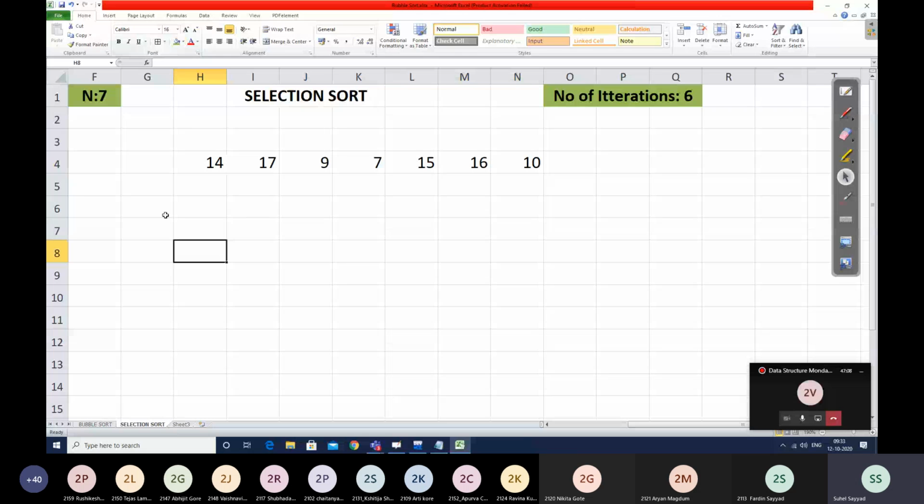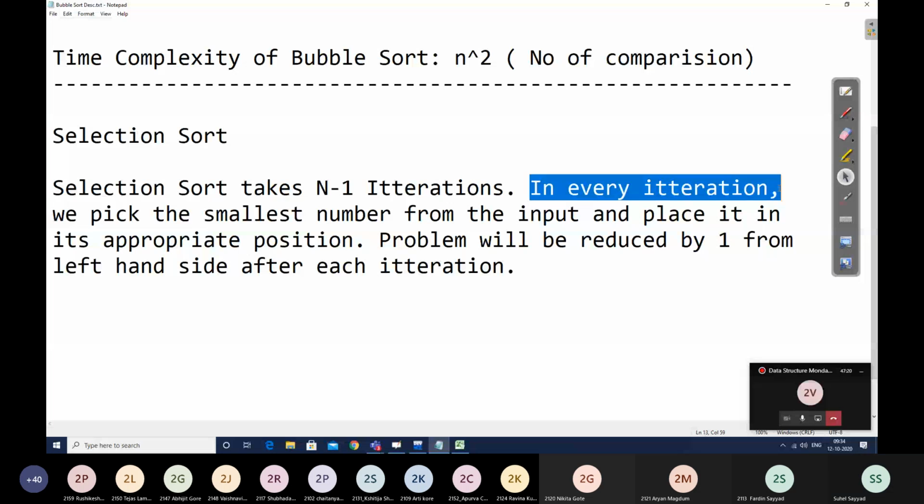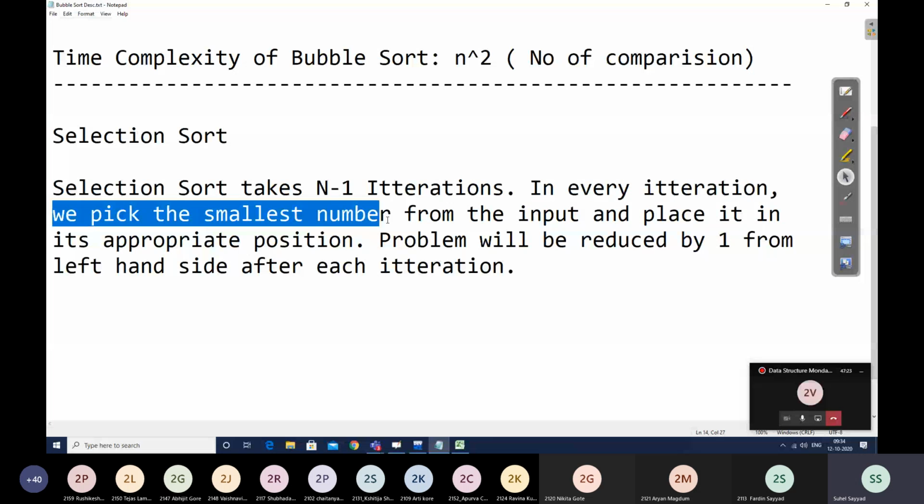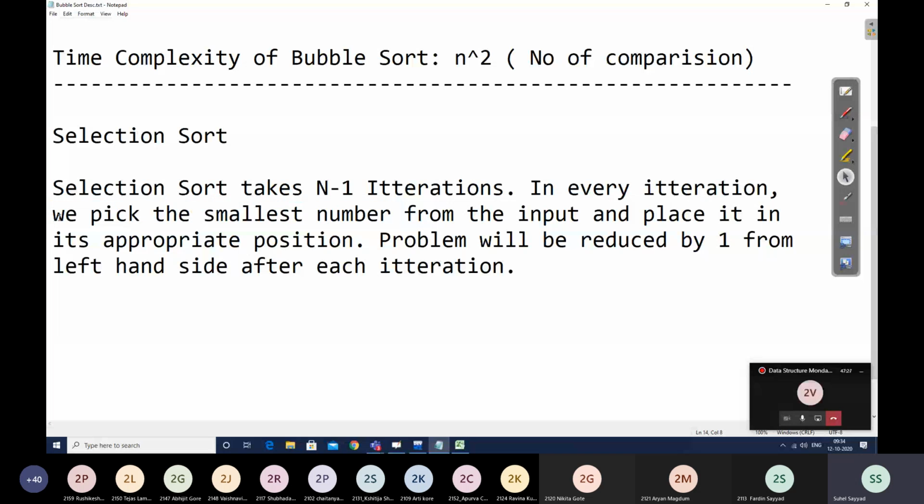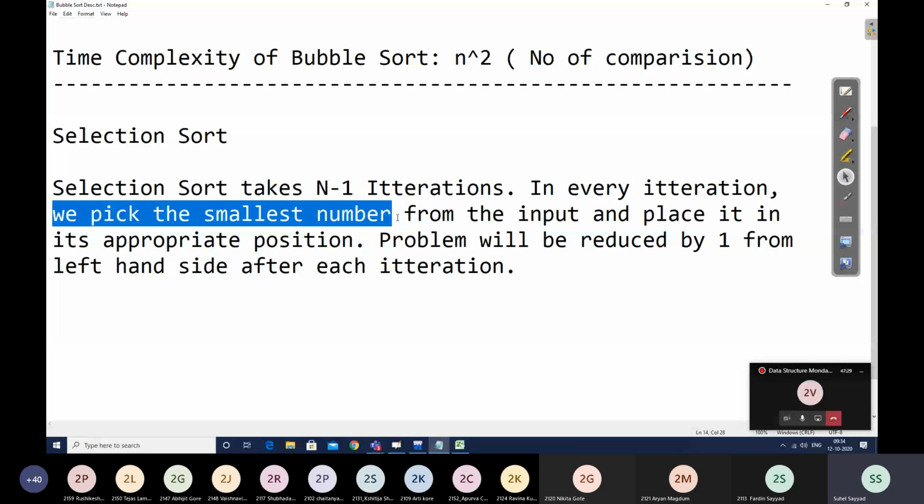Now in iteration number 1, my dear students, what will happen? What is the statement given? In every iteration, we pick the smallest number. See what is the statement, students? We pick the smallest number. So picking means directly we have to pick and place. It is not pulling, it is picking.